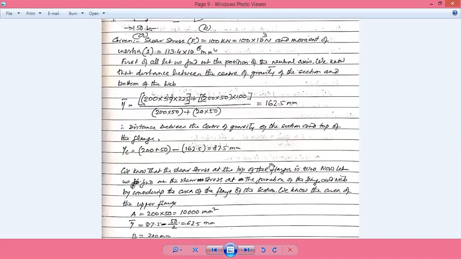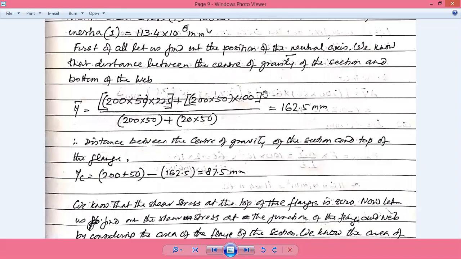There are a few mistakes here. It should be 200, and this is exactly as given. It should be written here. It was my fault. So y bar is equal to 162.5 millimeters. Now the distance between the CG of the section and the top of the flange is 200 plus 50 minus 162.5, which is 87.5.